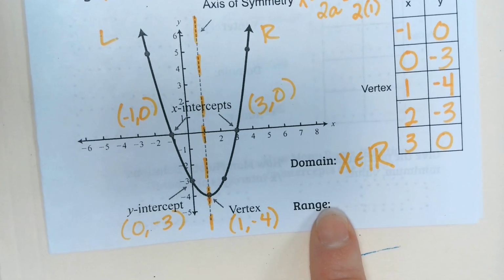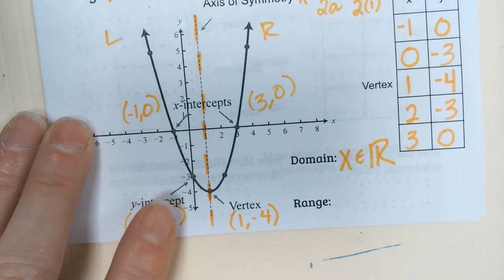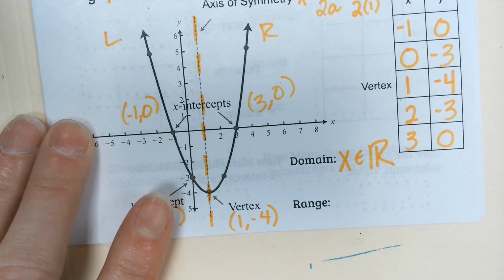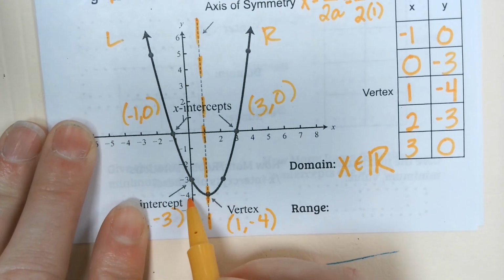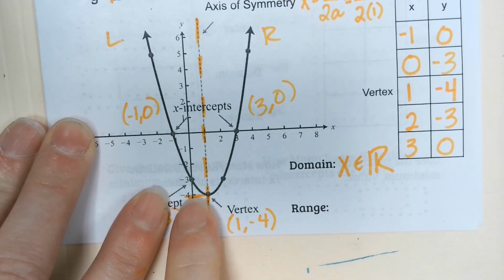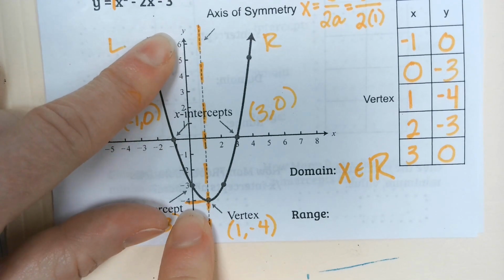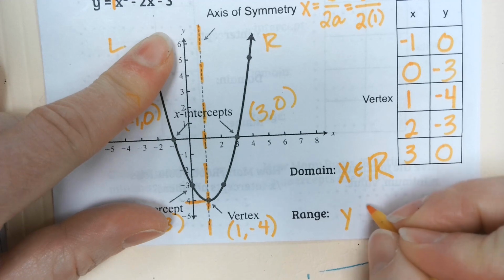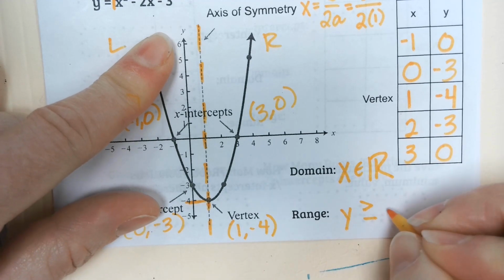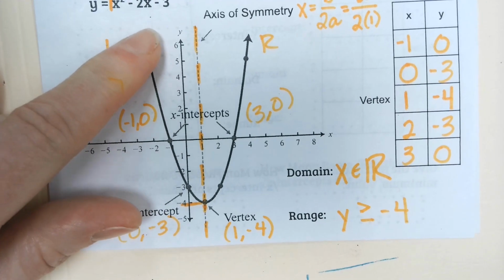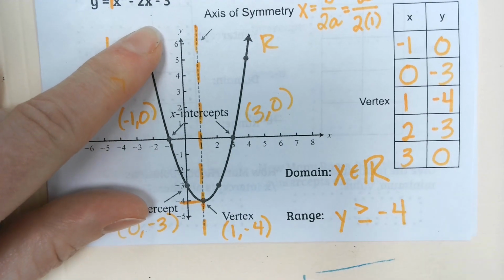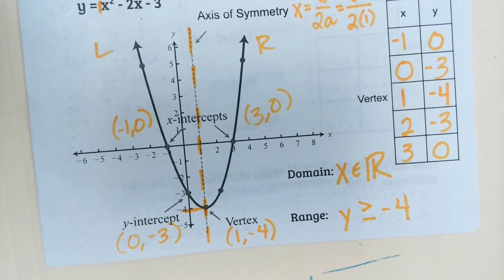And then our range comes from how far low to high, remember? How far down does it go? -4, and how far up does it go? Infinity. So y is going to be greater than or equal to -4. We're going to see this more, but this is your first time seeing it. So we're going to keep these, finish them tomorrow.